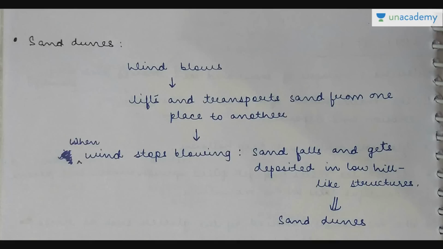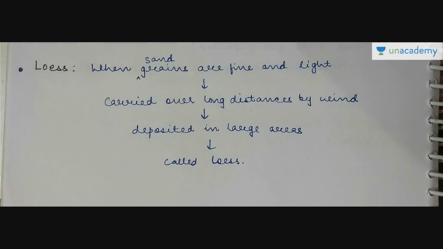Now what are sand dunes? When the wind blows, it lifts and transports sand from one place to another, and when it stops blowing, the sand falls and gets deposited in low hill-like structures which are known as sand dunes. So these are the sand dunes. Now what is loess? When sand grains are very fine and light, they are carried over long distances and deposited in large areas. So they are known as loess.